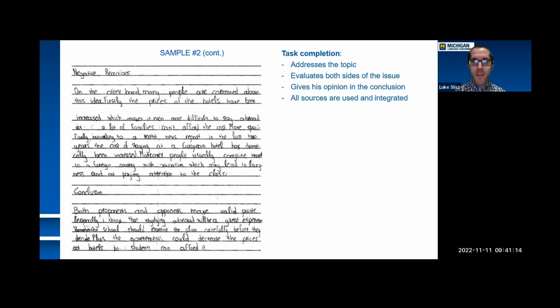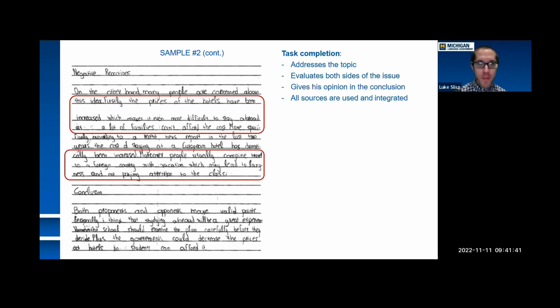Again, their opinion is given in the conclusion, so their personal opinion is present among all these other opinions that they're sharing from the sources. And in this case, all three sources are used and integrated into the response, but they're not as well integrated as the previous one. For example, we have here that the prices of hotels have been increased, which makes it difficult to study abroad. And then the next sentence, it kind of just repeats that same piece of information again. It says that European hotels, the costs have gone up again. So they're not really expanding on the point. They're just kind of repeating themselves there.